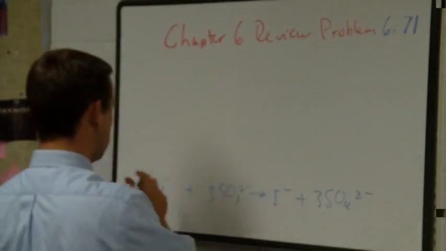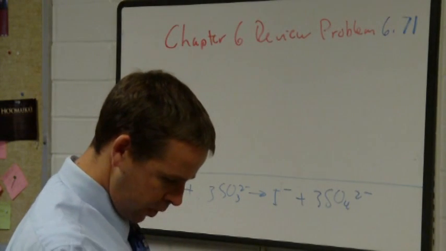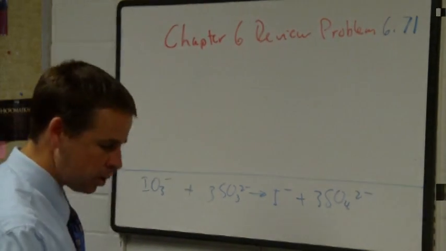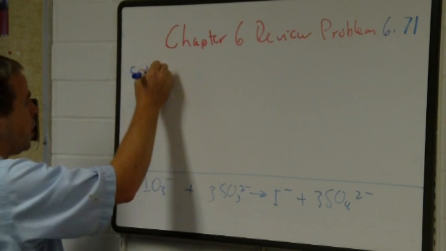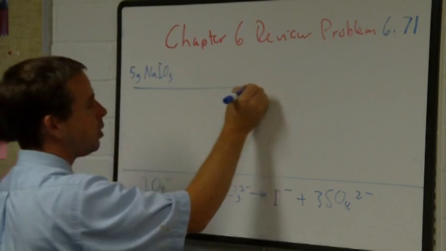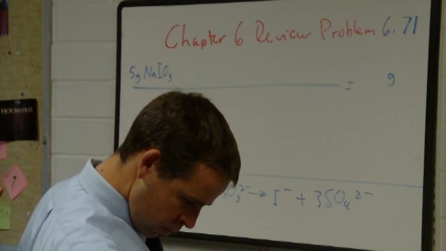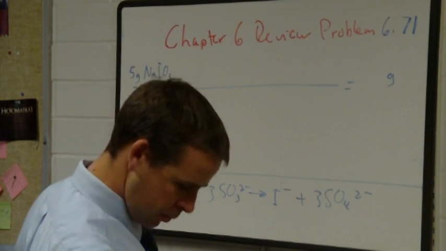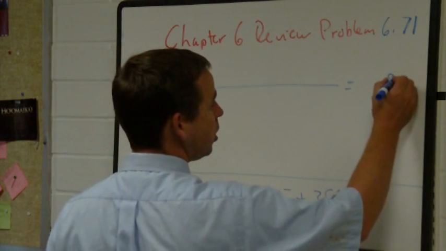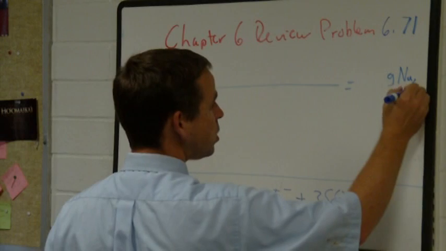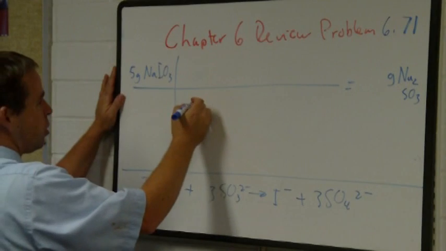All right. So here's our balanced chemical equation down below here. And now the question is, how many grams of sodium sulfite are needed to react with 5 grams of sodium iodate? So if I have 5 grams of sodium iodate, how many grams of Na2SO3, sodium sulfite, okay? Well, we can convert this to moles.